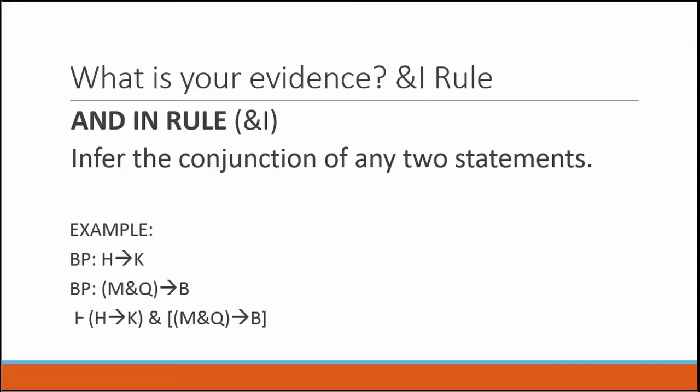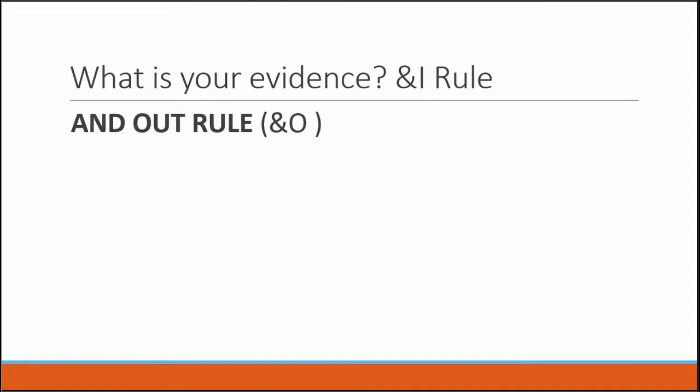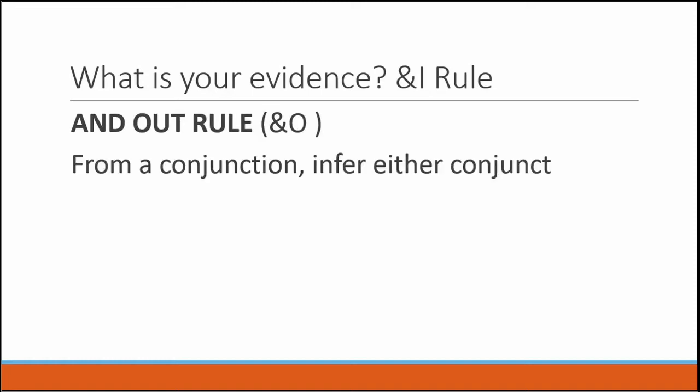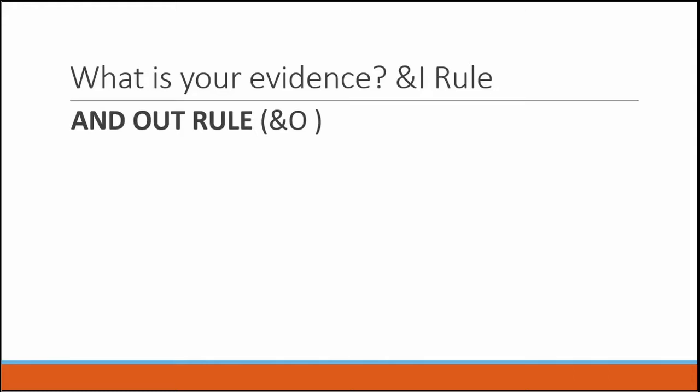Let's move on to and out rule now. And out rule says, from a conjunction, infer either conjunct. Okay, so to apply and out rule, you have to have a conjunction. You have to have a statement whose main form is a conjunction. From a conjunction, you may infer either conjunct.